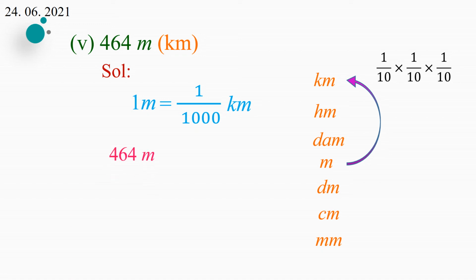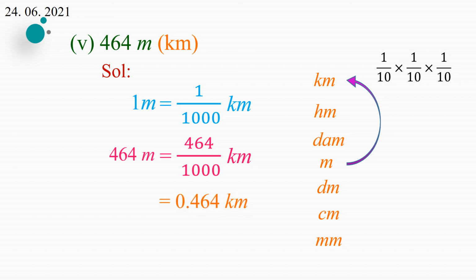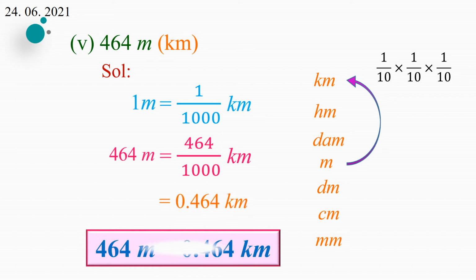Now substitute the value. 464 meter equal to 464 by 1000 kilometer. The decimal point moves 3 places to the left. We get the answer is 0.464 kilometer. Therefore, 464 meter convert to kilometer. We get the answer is 0.464 kilometer.